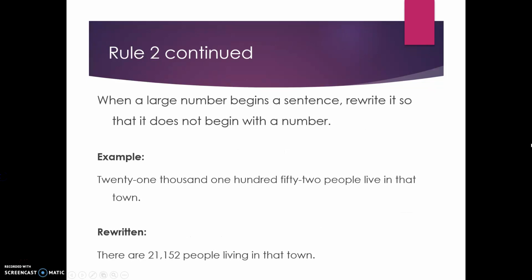When a large number begins a sentence, rewrite it so that it does not begin with a number. For example, 21,152 people live in that town. The better way to write that is, there are 21,152 people living in that town, so that the number does not begin the sentence.